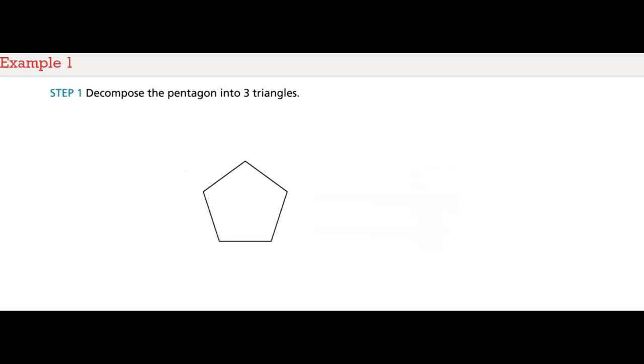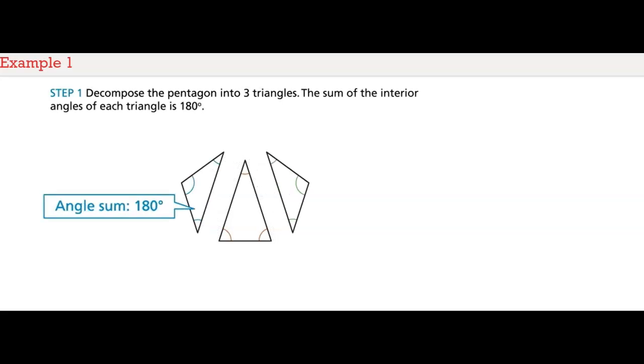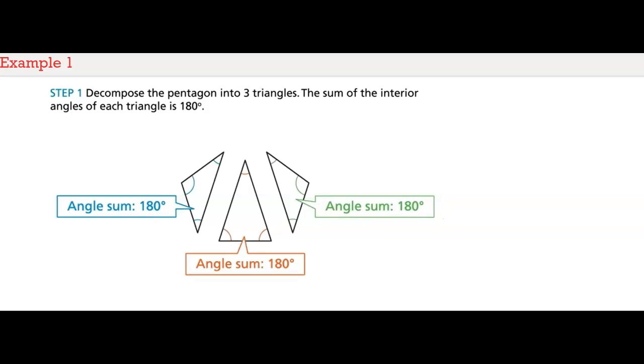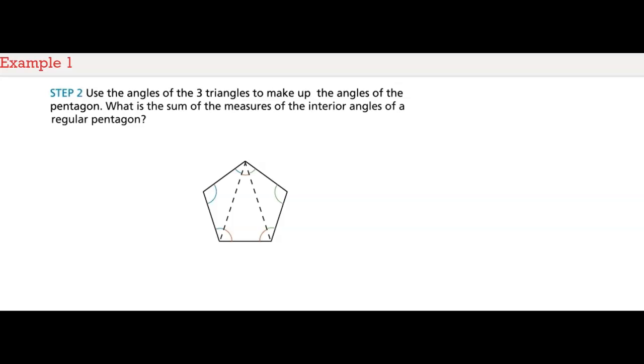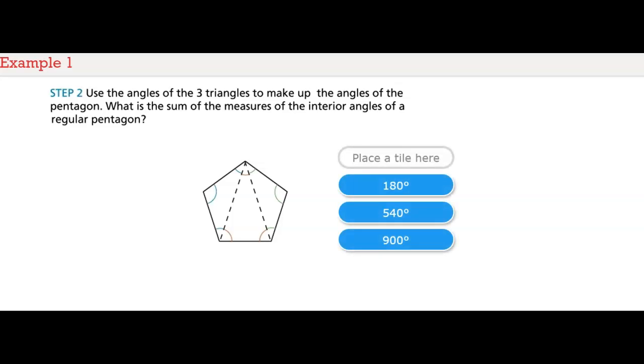Step 1. Decompose the pentagon into 3 triangles. The sum of the interior angles of each triangle is 180 degrees. Step 2. Use the angles of the 3 triangles to make up the angles of the pentagon. What is the sum of the measures of the interior angles of a regular pentagon? Select your answer.